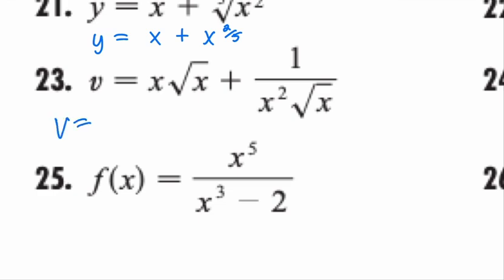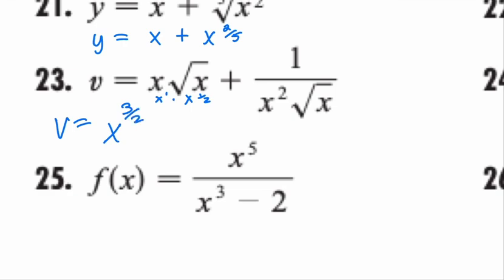So this is x to the first times x to the 1/2. You could technically do a product rule: first times derivative of the second plus second times derivative of the first. You can do that. But why? Why not combine those, make that a total of an x to the 3/2?